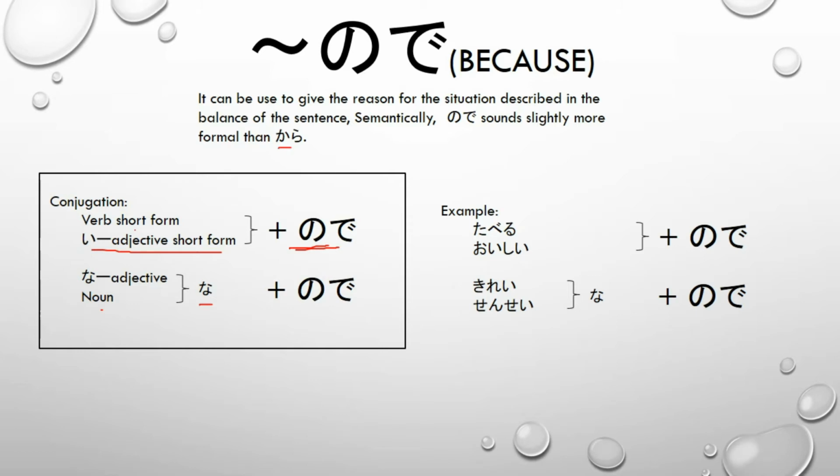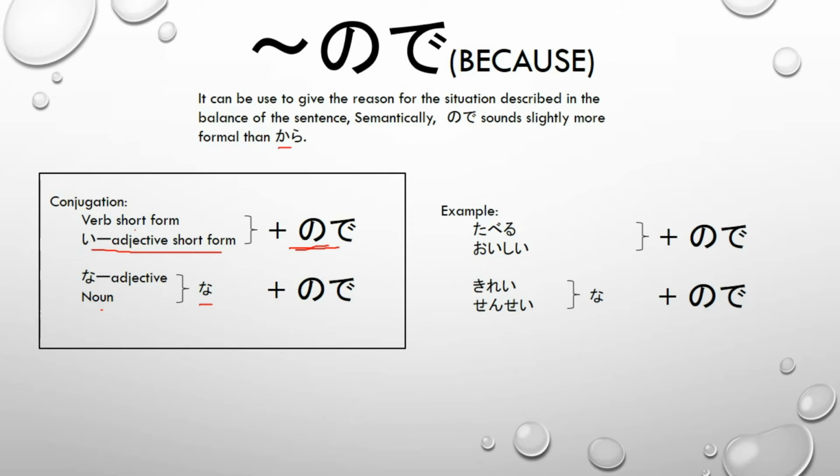Example verb natin. So taberu, taberu node, no? Past, tabeta node, ganon. And sa i-adjective naman, example niya, ureshii plus node, ureshii node. Then sa na-adjective, which is kirei, so kirei na node. Then yung sensei is a noun, so sensei na node. So ito po yung ating mga examples po.